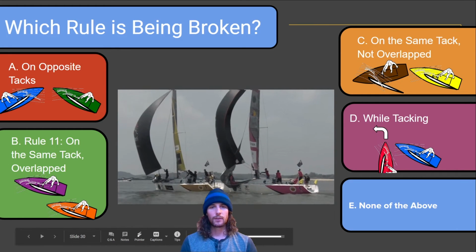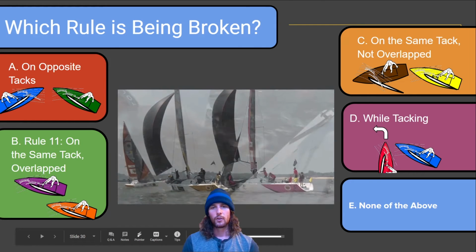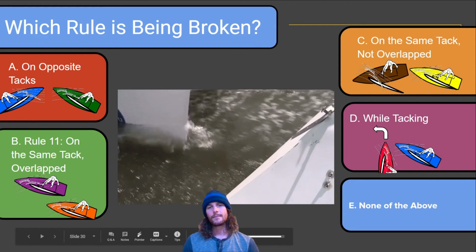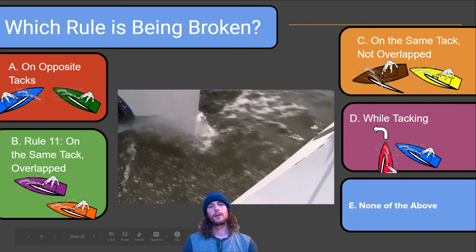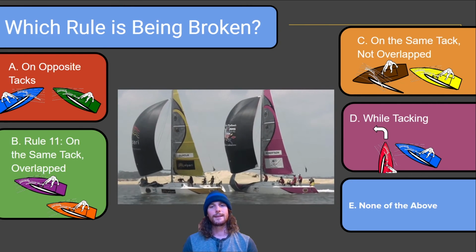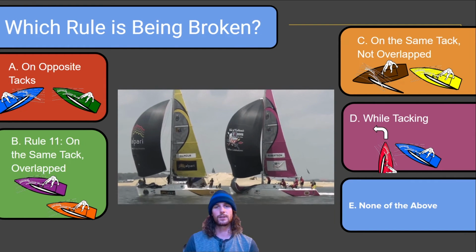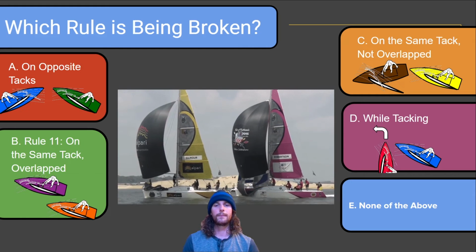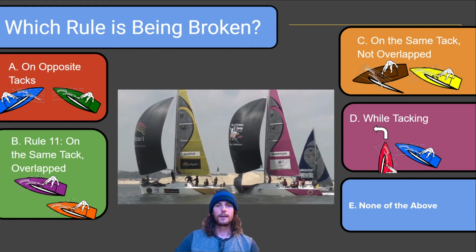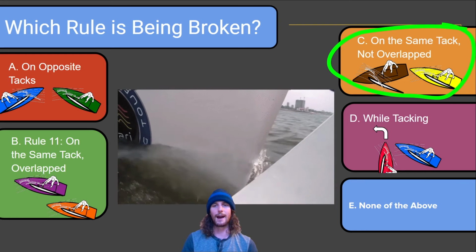So what we can see is that Robertson is clear astern of Gilmore. Robertson's gaining on Gilmore, and Robertson is coming closer and closer. And what we can see is if there was contact between Robertson and Gilmore in this situation, the rule that would be broken is on the same tack overlapped. And we can see that happen right now.